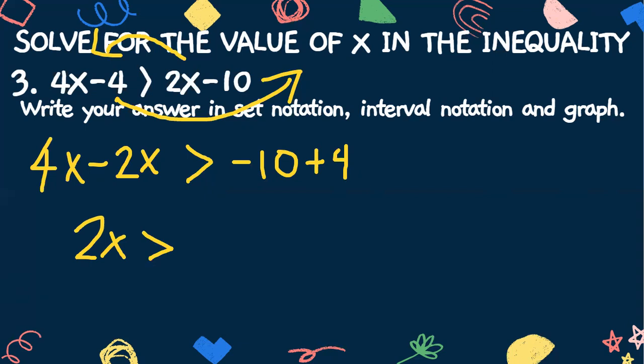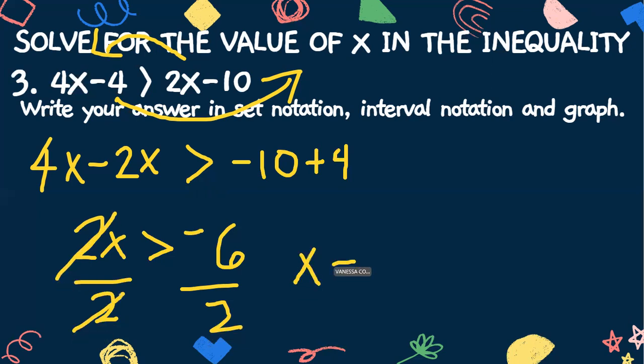They have different signs, so that is subtraction. 10 minus 4 is 6. Which is bigger, 10 or 4? 10. We take its sign, which is negative. And then there is our numerical coefficient, which is 2. We divide both sides by 2. Cancel, cancel. The value of x is greater than negative 6 divided by 2, that is negative 3. Right? So the value of x is greater than negative 3.